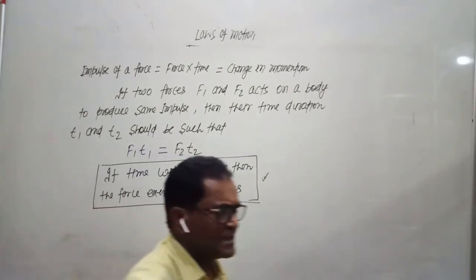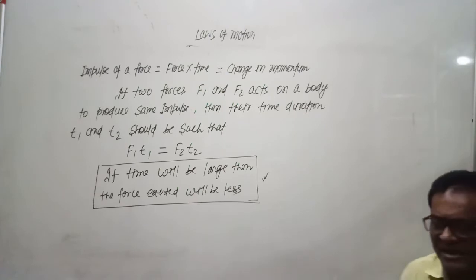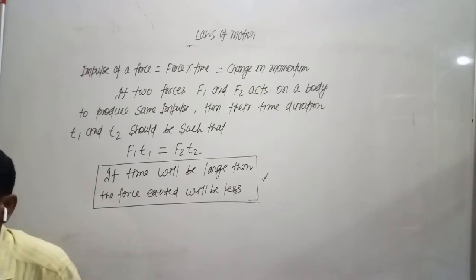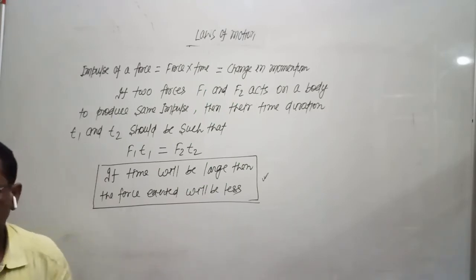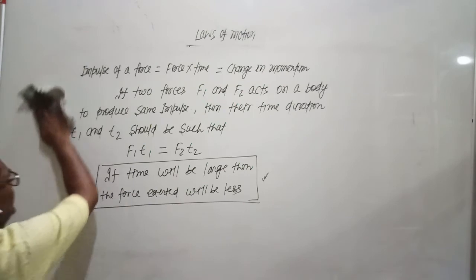So the cricketer lowers his hand backward to increase the duration of time. Due to this he gets less stuck and less force acts on his hand, because he increases the duration of time by lowering his hand. We will discuss this application in detail in another video. In this video we discuss a few numericals based on impulse.